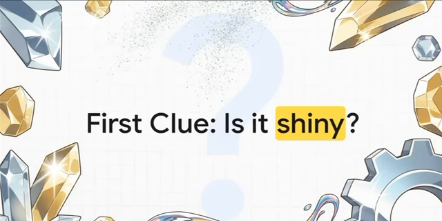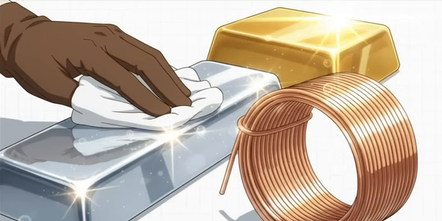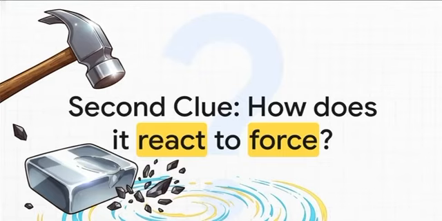The very first clue is the most obvious one. It's totally visual. Just look at it. What do you see? Does it catch the light? Does it have that certain sparkle? Oh yeah, that distinctive shine is one of the biggest giveaways. In science, we call that property luster. It's the first big checkmark on our metal profile. Just picture a polished piece of silver or a brand new copper pipe. That's luster in action.